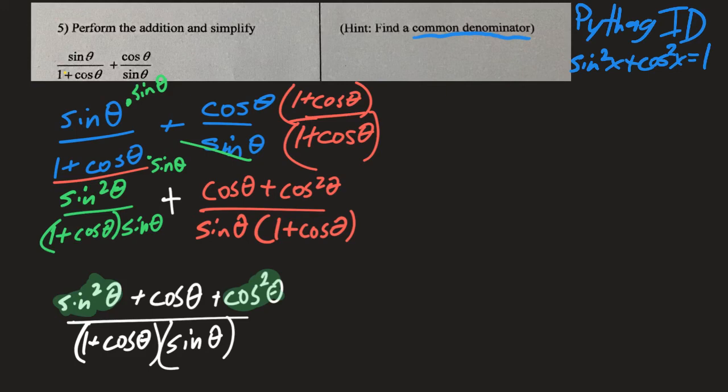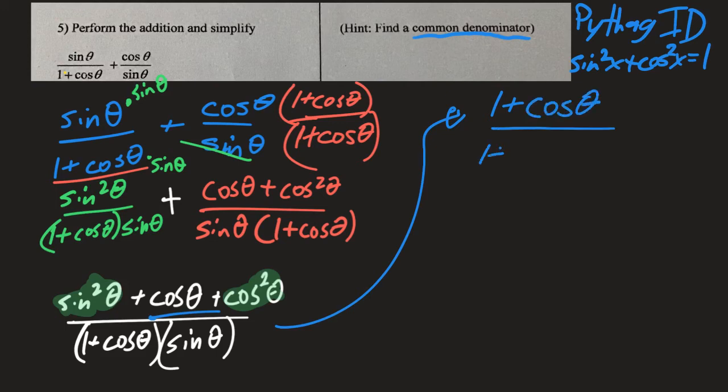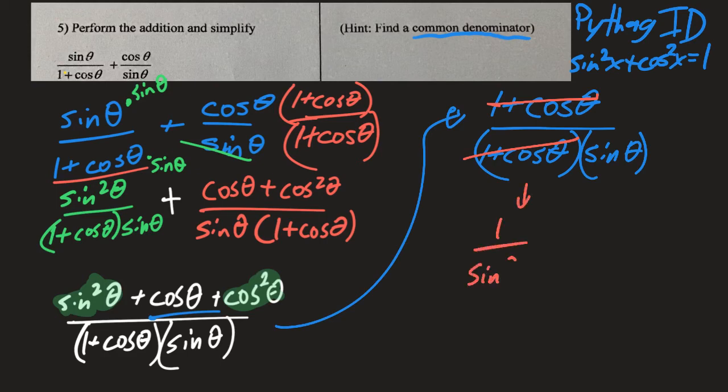So sine squared plus cosine squared equals 1. So I can take those two pieces and just rewrite this to be 1 for those two. So now I've got 1 plus that cosine squared theta that I haven't used over 1 plus cosine theta times sine theta. So now, do we see something else that we can simplify or break down further here? Sure, let's cancel out these two 1 plus cosines. And now I'm just left with 1 over sine theta.